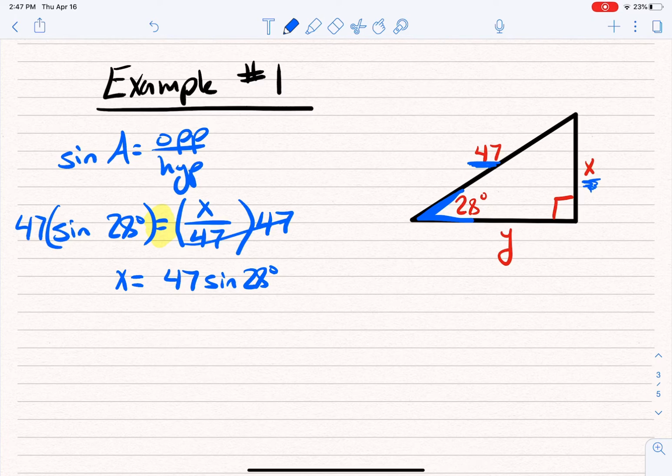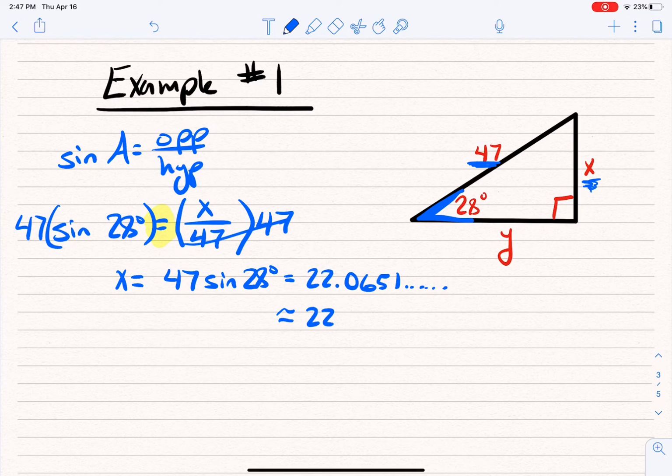So that's what I type into my calculator. Now, if you're using a phone, you'll probably have to type in 28, then hit sine, and then hit times 47. But on my graphing calculator, I can type this all in at once. I can say 47 times the sine of 28 degrees, and I close the parentheses, and I hit enter. And I get that that's equal to 22.0651... And so if someone said to me, how long is x? I'd go, well, it's about 22, if I was rounding to the nearest whole number.